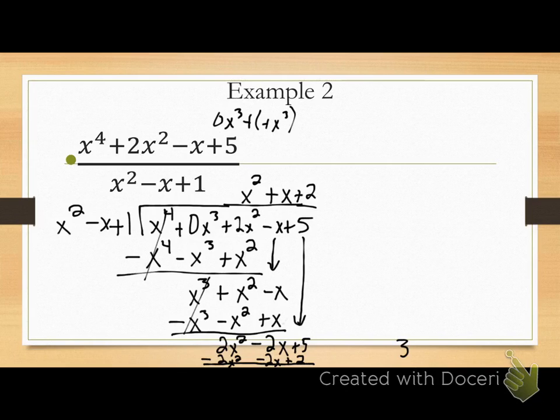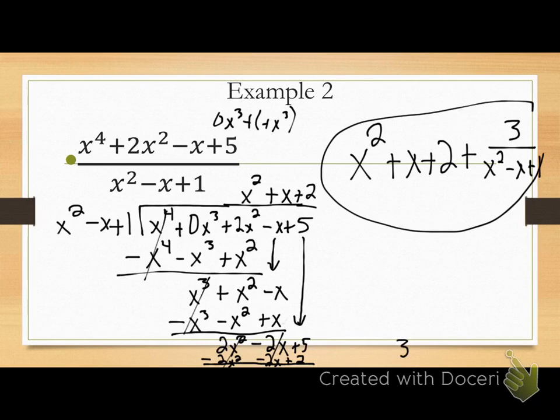And am I going to be bringing anything else down? No? So do you think it's okay if I cancel those 2's out now? Yep. And 2x squared minus 2x squared also cancels out. So what's my remainder? 3. So someone raise your hand if you can give me my full answer. I heard someone say x squared plus x plus 2, and then plus 3 over x squared minus x plus 1. Yep. Make sure you put your remainder over your divisor. There'd be our answer.